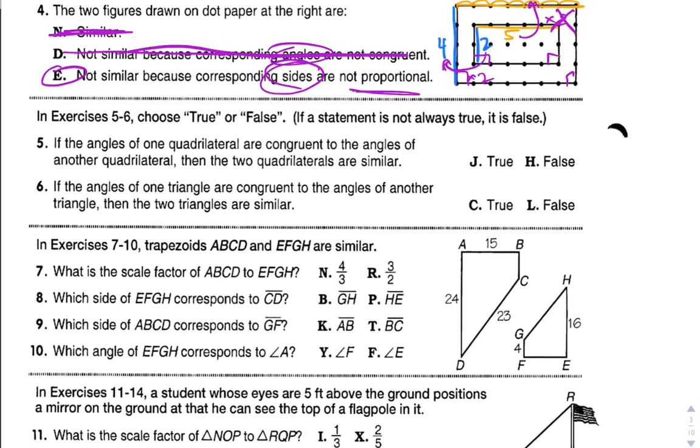Okay, this one is going to be false. A lot of people got that one wrong. This one is true. Okay, triangles can only be made one way, whereas quadrilaterals aren't.